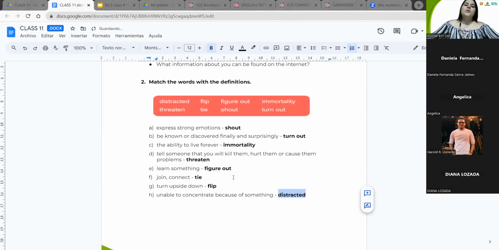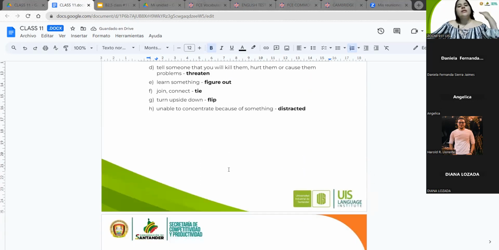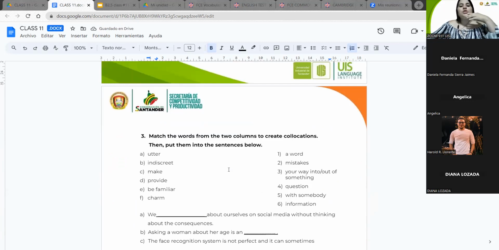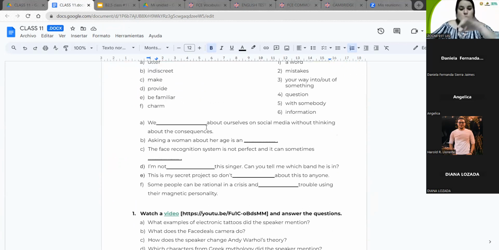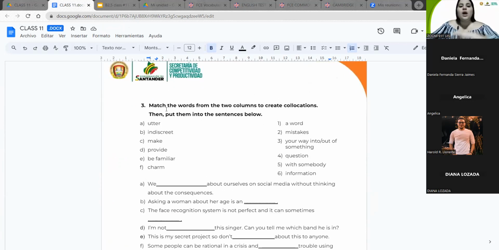We're going to do the following exercise, guys. In the following exercise, we are going to match the words from the two columns to create collocations, right? And then we're going to put them in the sentences below. So exercise number 3 is just one exercise. First we have utter, a word, mistakes, your way into or out of something, question, utter with someone, or utter information.